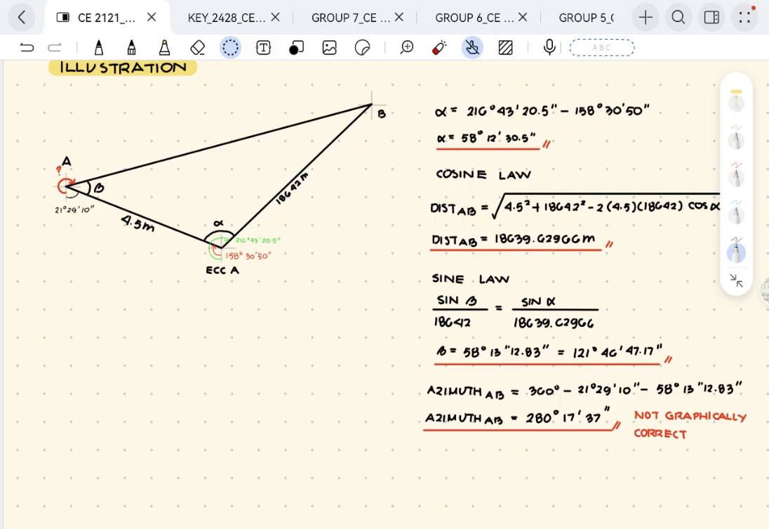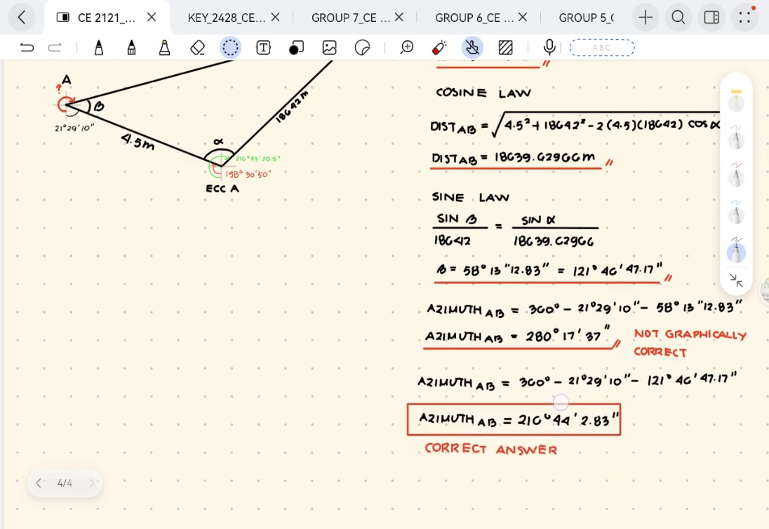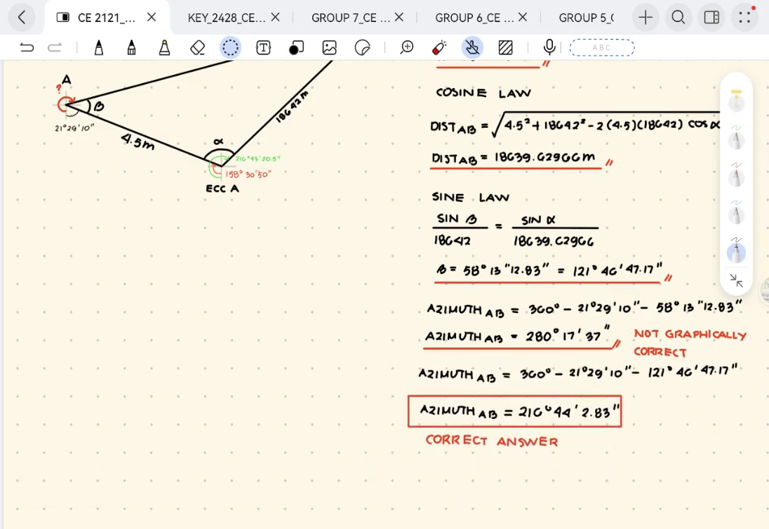How about let's try to solve using the second answer for beta, which is 121 degrees, 46 minutes, and 47.17 seconds. Okay. So instead of using the 58 degrees, I use the second value we got for beta, which is 121 degrees, 46 minutes, and 47.17 seconds. Still the same, 360 degrees, omit this angle, and then omit the angle beta, you'll be able to solve the azimuth A to B. And I got an answer of 216 degrees, 44 minutes, and 2.83 seconds.